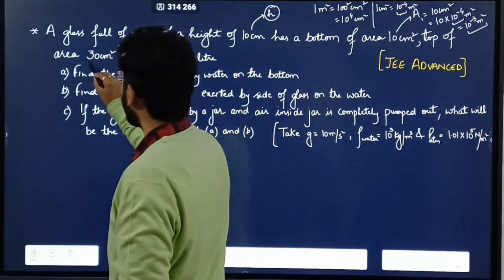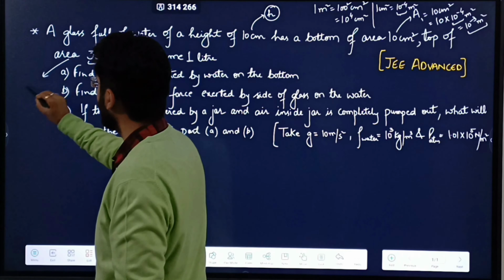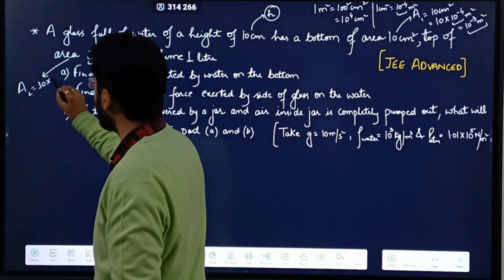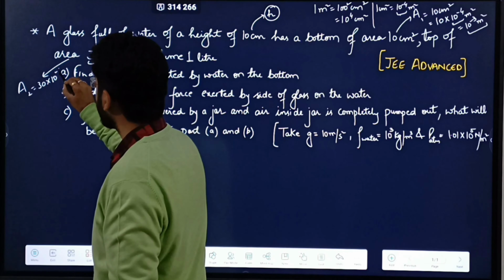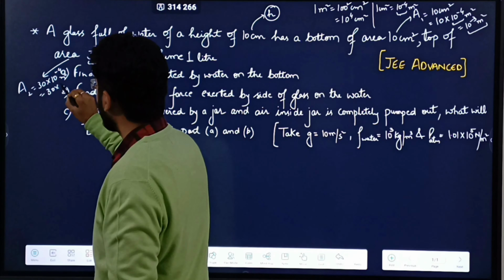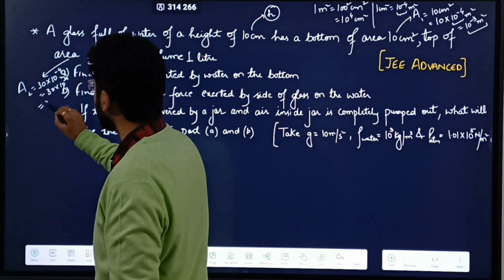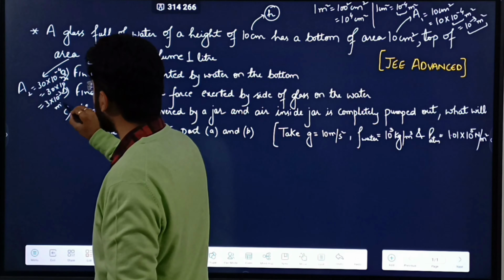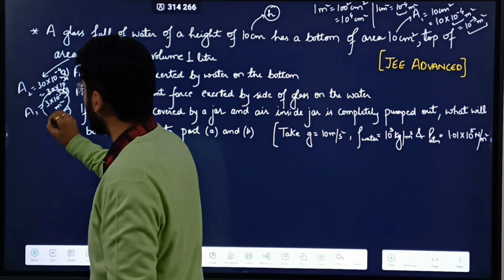Now the area, this is area from the top. So we denote it by area 2 equals to 30 into 10 raised to power minus 4 meter square, which becomes 3 into 10 raised to minus 3 meter square. This is area from the top.